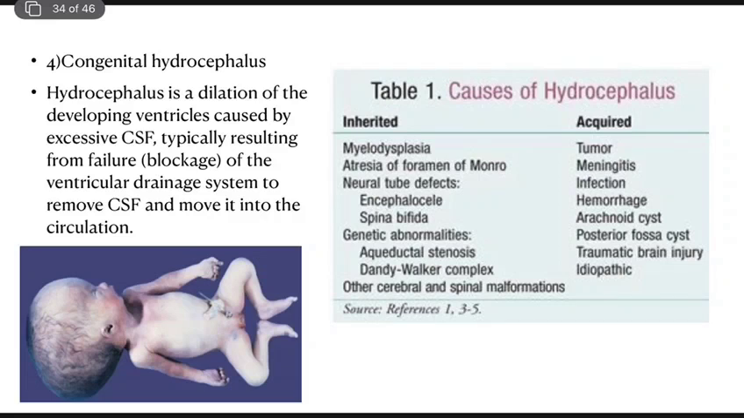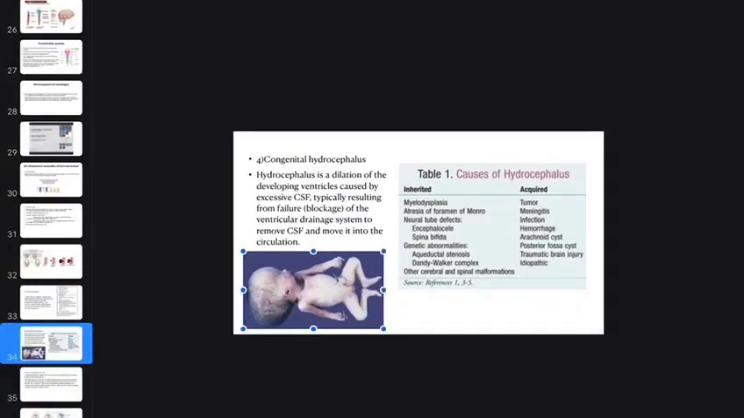The inherited causes are myelodysplasia, atresia of the foramen of Monro, neural tube defects, that is encephalocele, spina bifida, and genetic abnormalities like aqueductal stenosis, Dandy-Walker complex, and other cerebral and spinal malformations. And the acquired causes are tumor, meningitis, infection, hemorrhage, arachnoid cyst, posterior fossa cyst, traumatic brain injury and idiopathic.